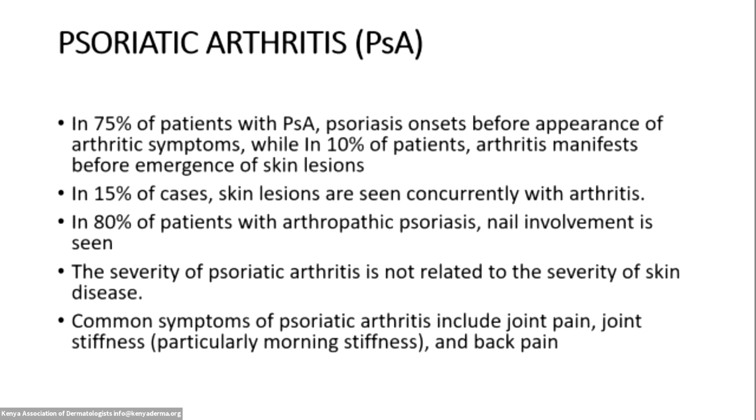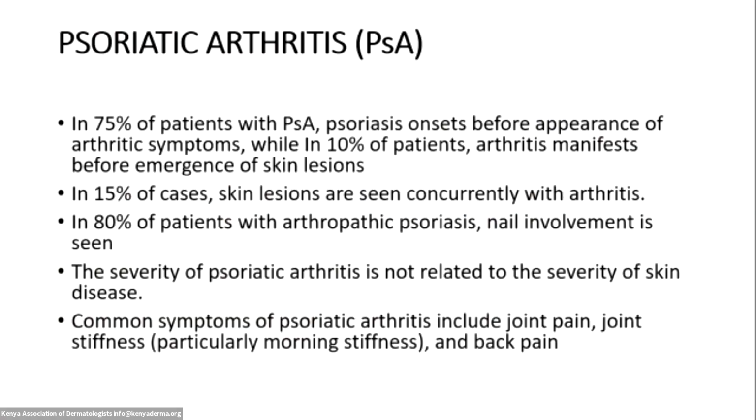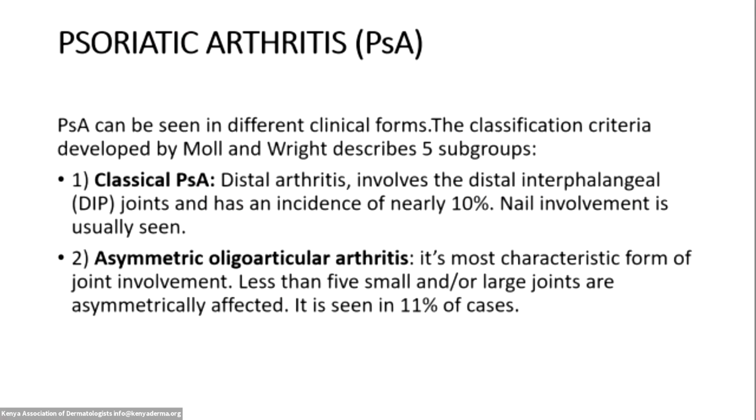So usually the statistics I found is that in 75% of patients with psoriatic arthritis, psoriasis onsets before the appearance of the arthritic symptoms, while in 10%, the arthritis comes after the emergence of the skin lesions. However, in about 15%, it occurs at the same time. And usually, as I said before, about 80% of patients with psoriatic arthritis tend to have nail involvement. And usually the severity of the psoriatic arthritis is not related to the severity of the skin disease. And the symptoms commonly reported are joint pain, joint stiffness, especially in the morning, as well as back pain.